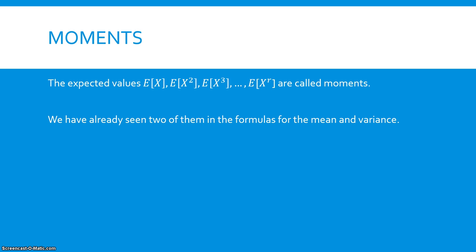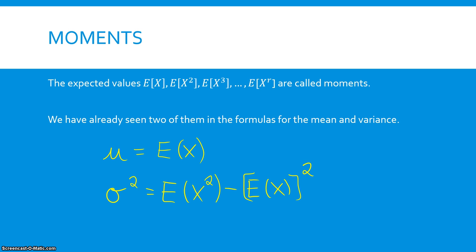We've already seen two of the moments that we have actually used in the formulas for the mean and the variance. The mean, remember, is the expected value of x, so it really is just the first moment of the random variable x. And the variance, we showed, can be found by taking the expected value of x squared and then subtracting off that mean squared. So this is the second moment minus the first moment squared.